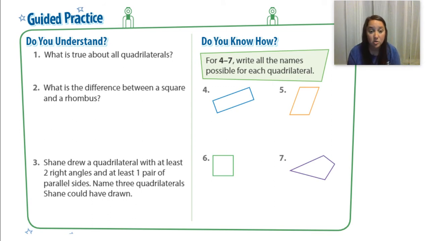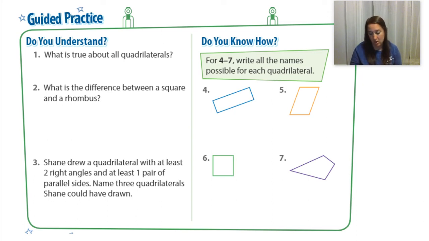So he could have drawn a rectangle because a rectangle has at least two right angles and also has at least one pair of parallel sides. He could have drawn a square because a square has at least 2 right angles and at least one pair of parallel sides. He also could have drawn a trapezoid because, as you saw in the previous slide, you could have a right trapezoid where there would be right angles and then it would have at least one pair of parallel sides.